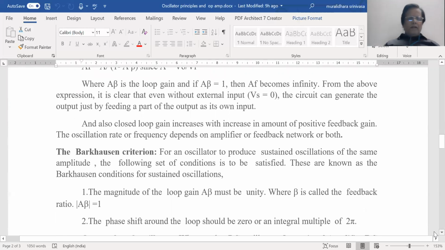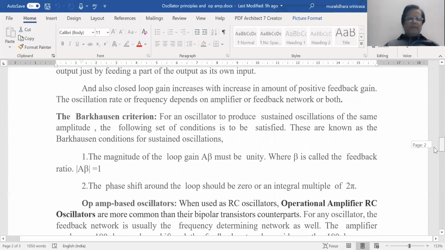Also, the closed loop gain increases with increase in the amount of feedback gain beta. The oscillation frequency depends on the amplifier or the feedback network or both. That is a matter of design. Usually in the oscillators that we have discussed, the feedback network also determines the frequency. Now, what is the condition for stable oscillations?